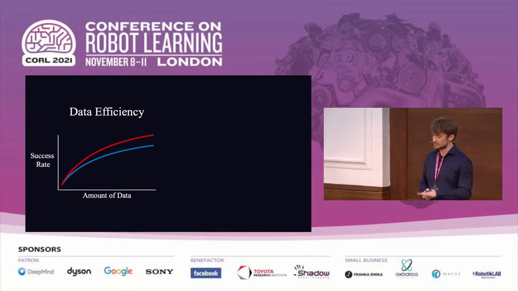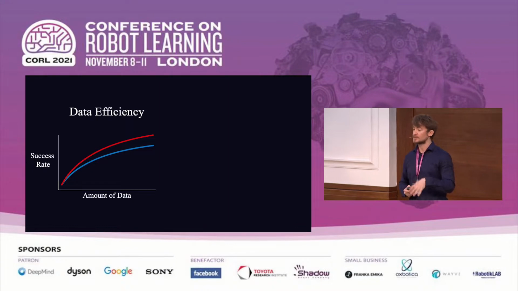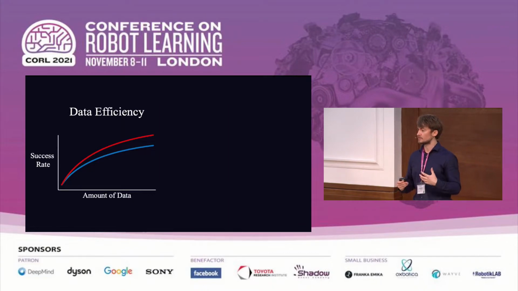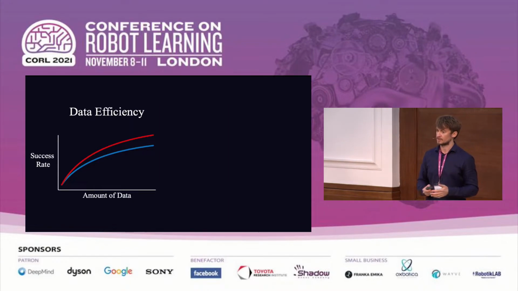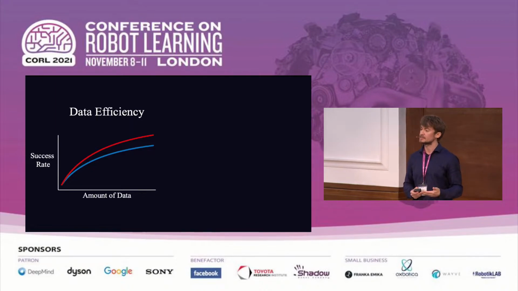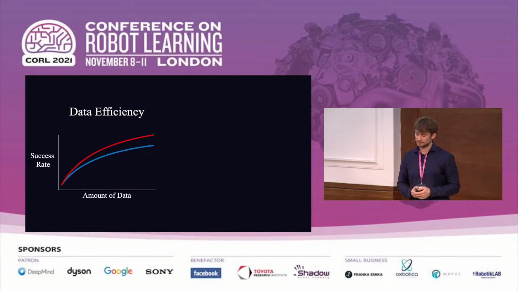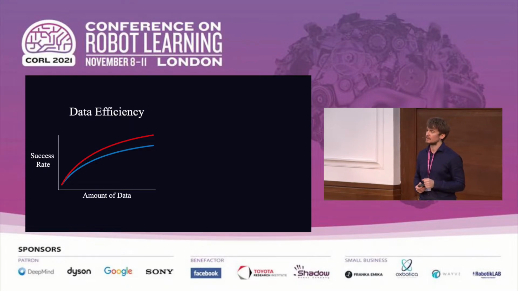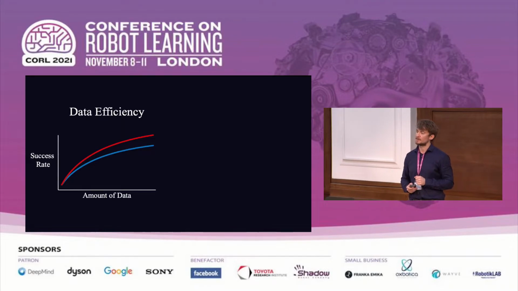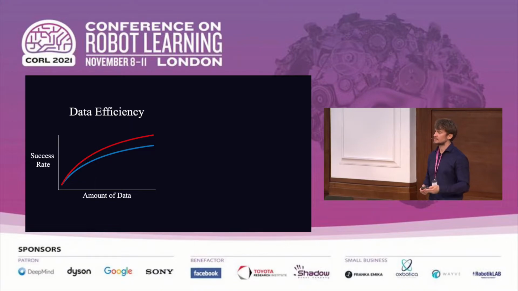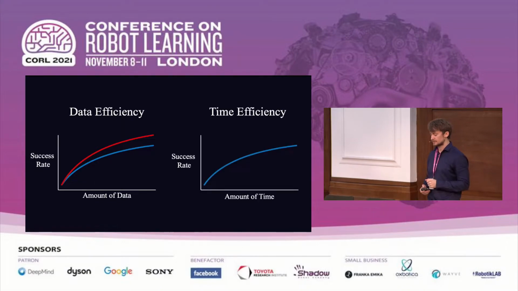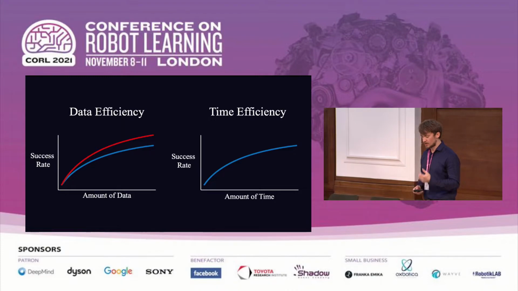Let's look at another example. So this is a typical graph that you might see in machine learning communities, but also a lot of papers here at Coral will have these kinds of graphs. The x-axis is the amount of data, number of episodes, let's say, or number of transitions. The y-axis is the success rate. And we can see here that everybody would assume that the red method is better than the blue method. But let's see what happens when we take this into reality with robotics, and we start considering time efficiency.